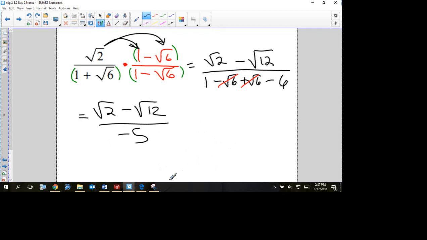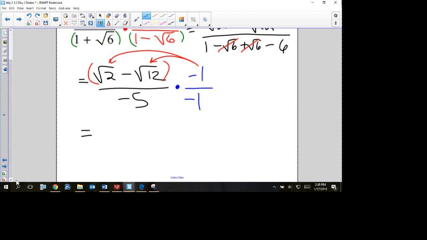Is this in simplest form? Why not? The denominator is not positive. So we have to change that. You are allowed to multiply by a number that changes negative 5 into positive 5. Do it on top and bottom. But remember there's parentheses here, so I have to distribute that negative 1 to the top. So now I have negative radical 2 plus radical 12 over positive 5.